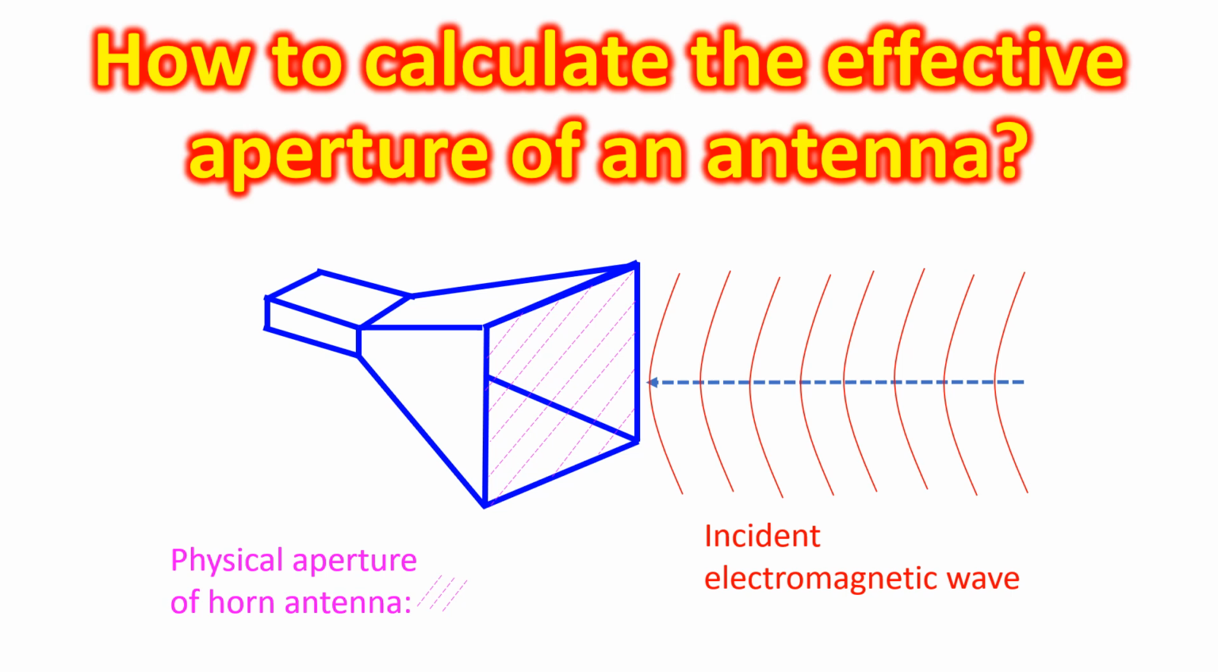But the effective area will be the total power received by the antenna divided by the power density of the incident wave. The effective area of the antenna may be less than the physical area of the aperture of the horn. In case of other types of antennas which do not appear to have a physical aperture like the wire antenna, the effective aperture of the antenna can be found using the same method.